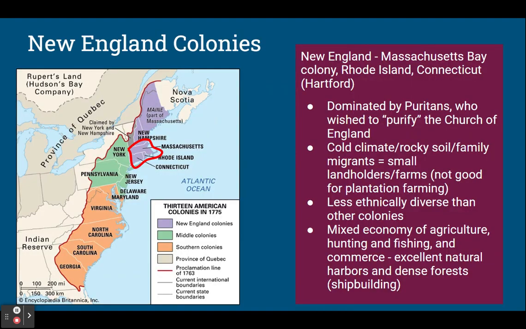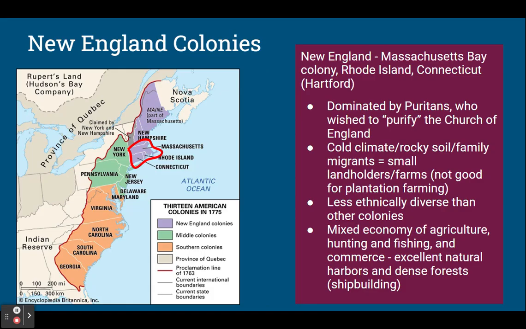Okay, so let's move on to the New England colonies. You can see at the time, New England in the 17th century really consisted of this area here, Massachusetts, Rhode Island, Connecticut, Hartford, really. This area, the Massachusetts Bay Colony, was initially settled by Puritans. Puritans were Protestants who felt that the Church of England, which was a Protestant denomination itself, had become too corrupt. They wanted to purify it.